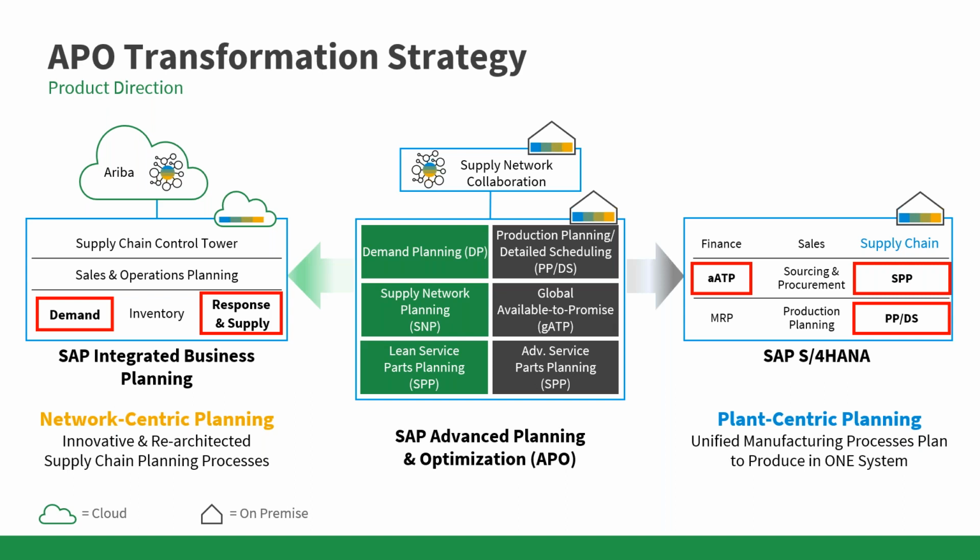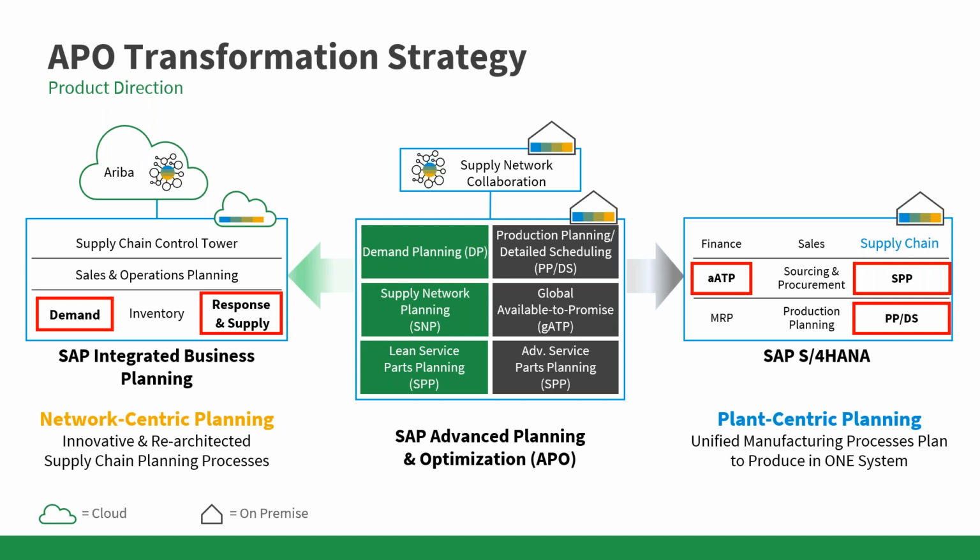On the left side, you have IBP, and you can see that demand and response and supply are basically taking the place of demand planning and supply network planning in APO. So if you are a customer that just uses demand planning in APO, you're looking at the functionality you would license with IBP for demand. If you're using demand planning and supply network planning, you're looking at two things: demand and response and supply.